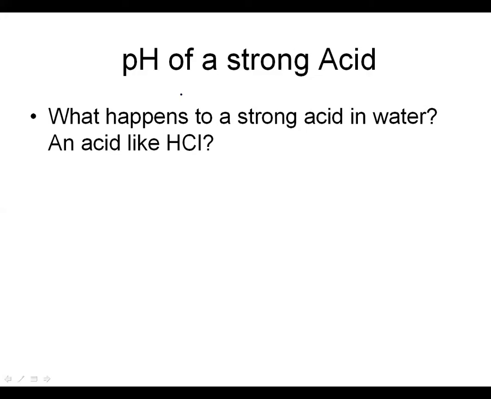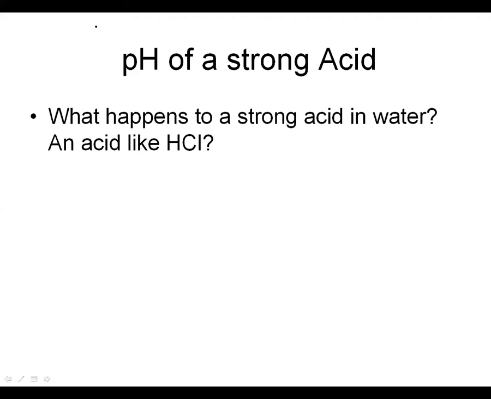So what happens if we actually have a strong acid and we want to figure out the pH of it? Up until this point, most of the time when we're trying to figure out the pH or the pOH, we're given a more generic concentration, like the H plus is equal to this, the OH minus is equal to this.